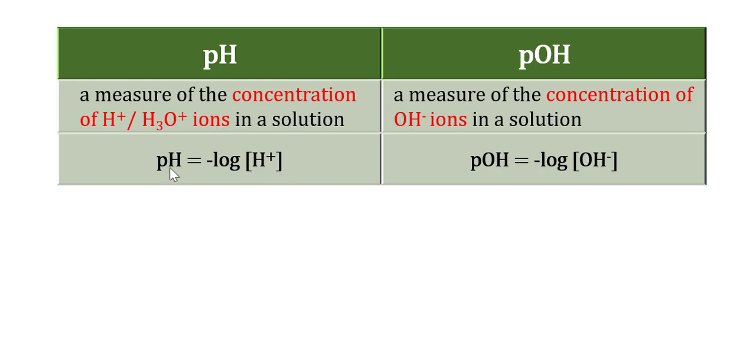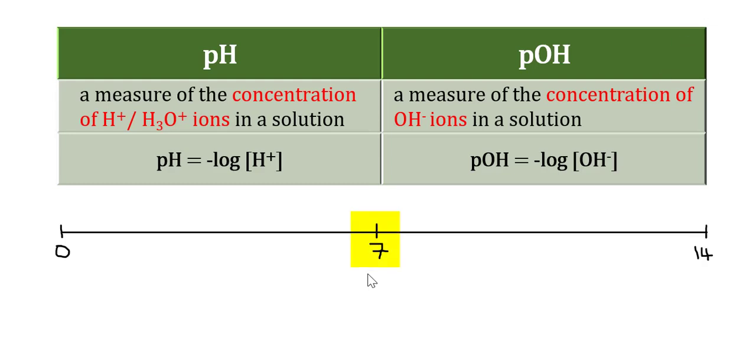So, to find the pH, we need the concentration of the hydrogen ion or the hydronium ion, since pH equals the negative log of the concentration of the ions, while pOH is a measure of the concentration of the hydroxide ions in a solution. To calculate the pOH, we need the concentration of the hydroxide ion, since pOH equals the negative log concentration of OH minus.